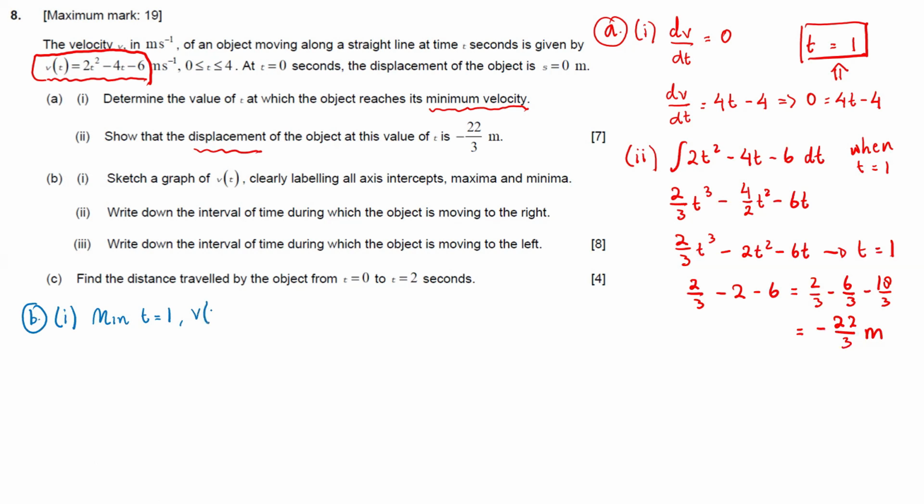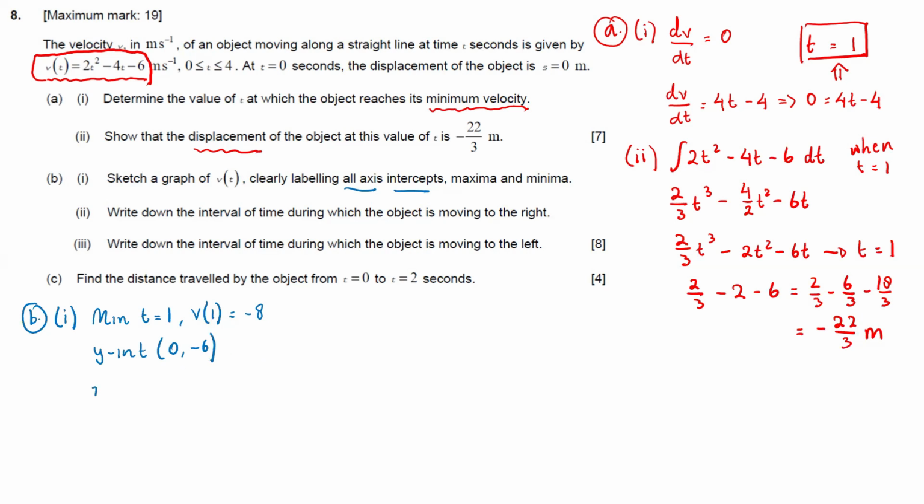So it means v(1) is going to be 2 minus 4 minus 6. So we will have 2 minus 6, minus 8. Negative 8 right there. And then what else do we need to find? All axis intercepts. First we need to find the x-intercept, meaning that y equals 0. Actually, let's do the y-intercept first, so it's easier. The y-intercept is when t equals 0. So it's (0, negative 6), always the constant at the back.